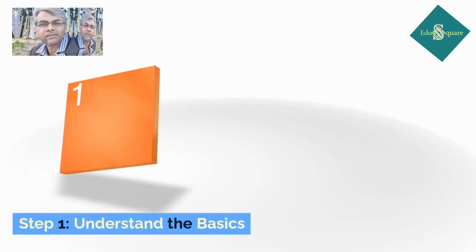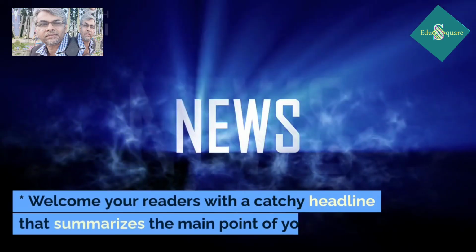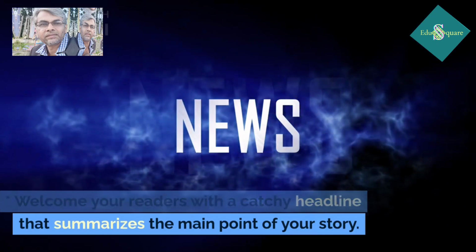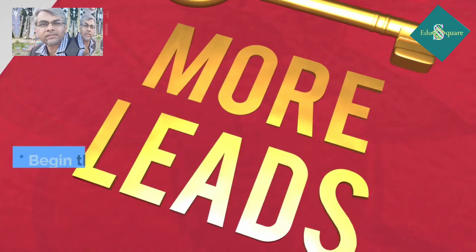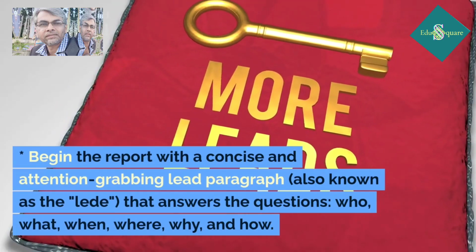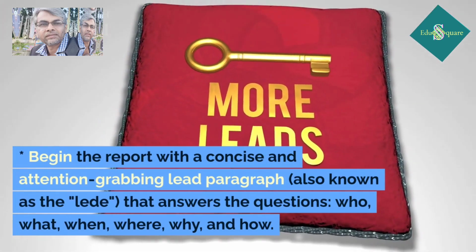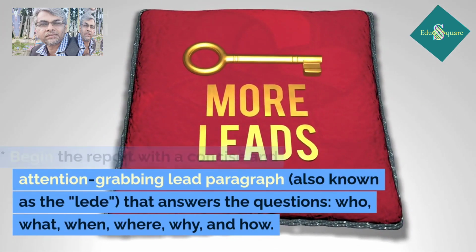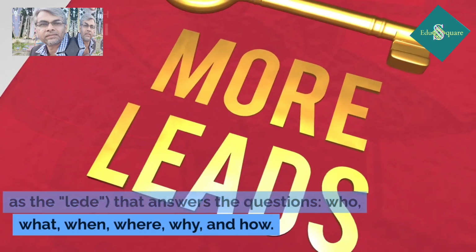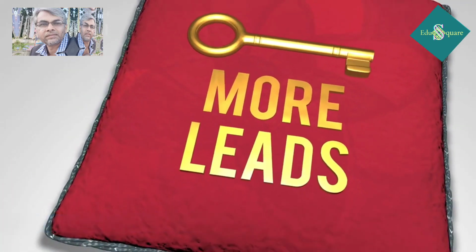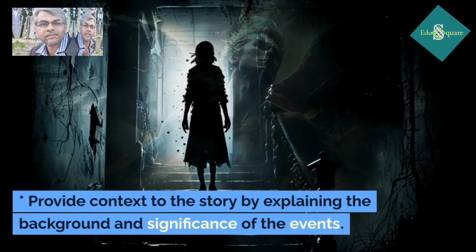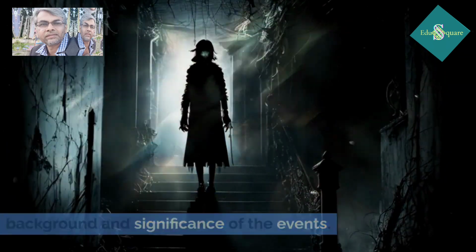Step 1. Understand the basics. Welcome your readers with a catchy headline that summarizes the main point of your story. Begin the report with a concise and attention-grabbing lead paragraph, also known as the lead, that answers the questions: who, what, when, where, why, and how. Provide context to the story by explaining the background and significance of the events.